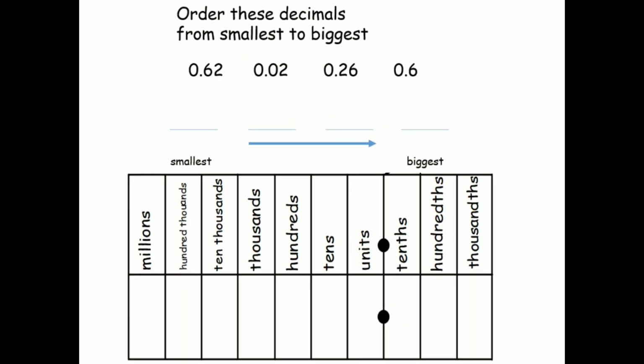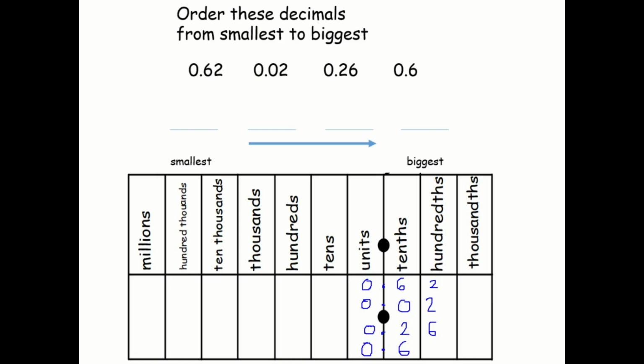Okay, let's look at another example here. So again, I'm going to use my place value grid because that helps. So 0.62, 0.02, 0.26, and 0.6.